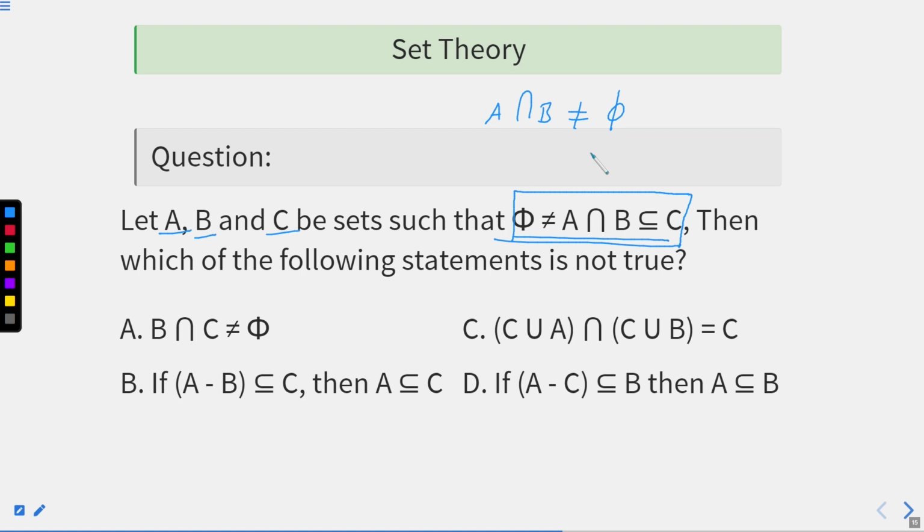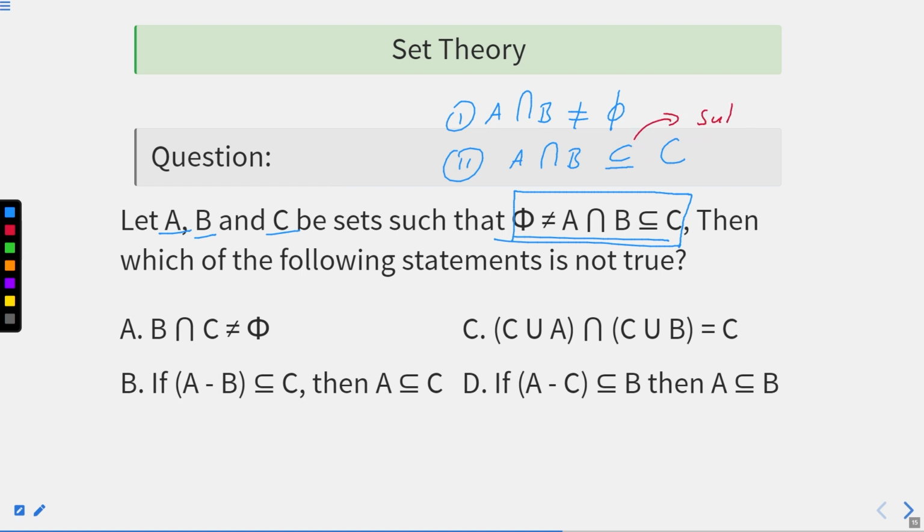What does it mean? If I have a set A and another set B, then there must be at least one common element. There must exist an element such that it will be in A as well as in B. Clear? Now the second information given is that A intersection B is a subset of C.